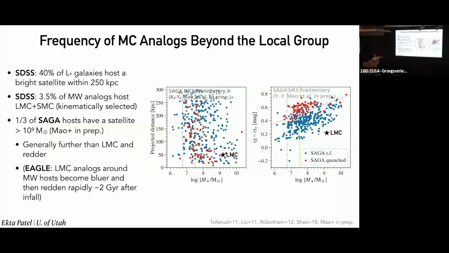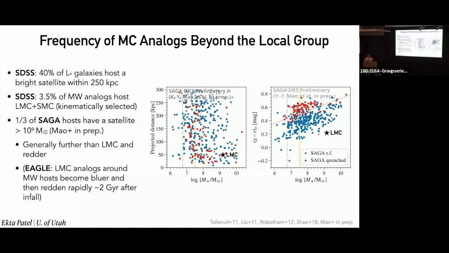The right side is showing you some very new results just off the press that are not yet published. So this is from the SAGA survey, the satellites around galactic analogs. So they're looking at Milky Way-like hosts and the satellites around them. And this is from their upcoming third data release. And they're finding that about, again, a third of their hosts have a satellite that's above 10 to the 9 solar masses. And they're generally a little bit further than the LMC is, which is being shown in that first image on the right side. However, there was a recent study that shows, based on simulations, that often LMC analogs get bluer as they enter the halo of their galaxy and then rapidly redden just a couple billion years after that. So this picture might still be consistent between the observations and simulations.